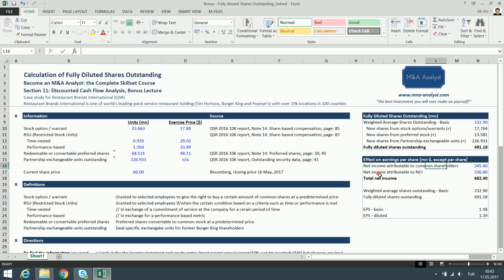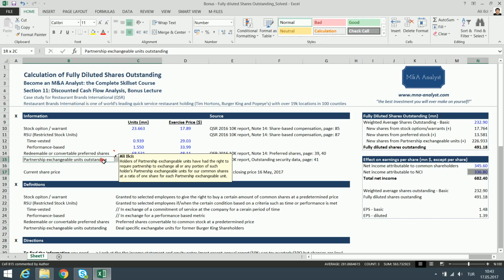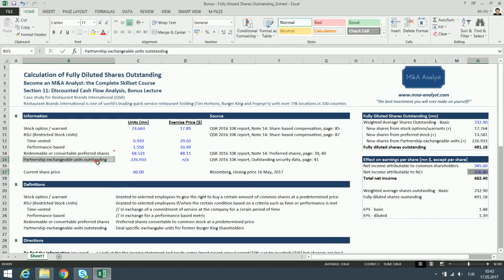$346 million. And we also have net income attributable to non-controlling interest. This is related to this, okay? The non-controlling interest number, if you check the financial report, you will see $340 million. They're not the same. So this is the non-controlling interest of these guys, the owners, all right? Owners of partnership exchangeable units. And when we add these two numbers, we get a total net income of $682 million.